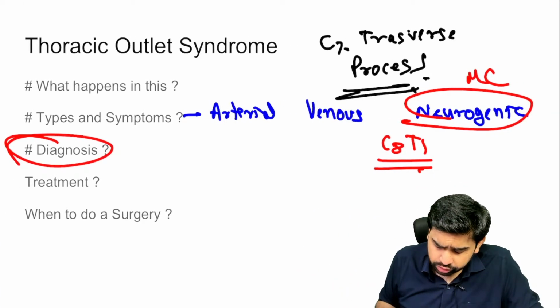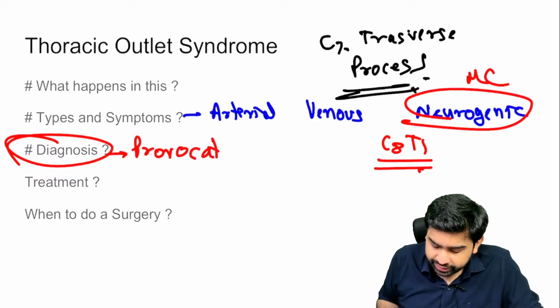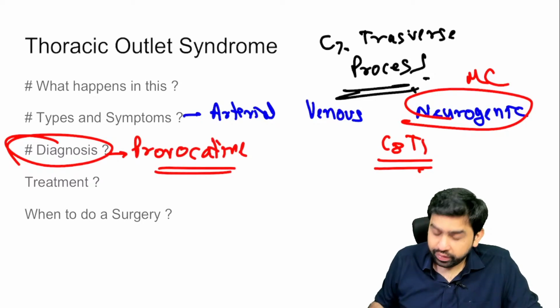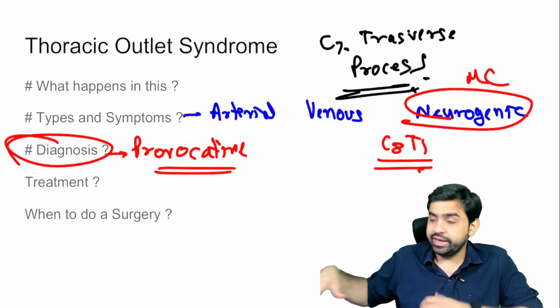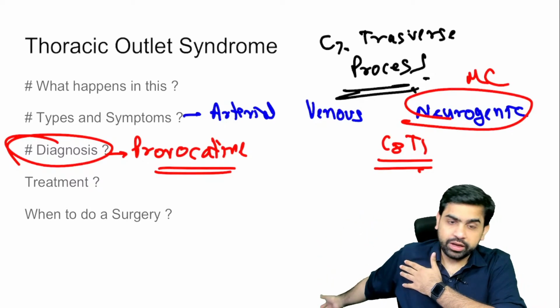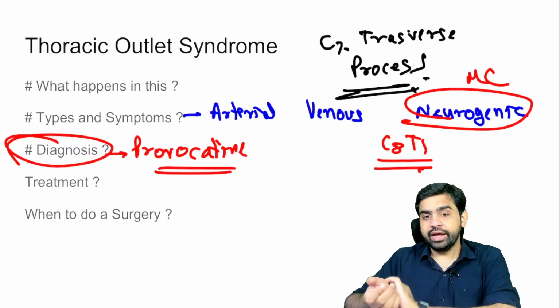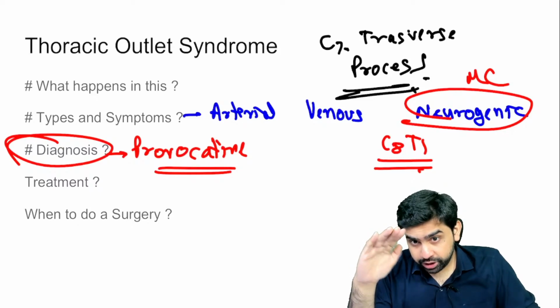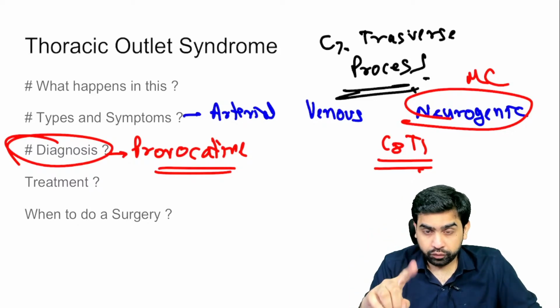What about the diagnosis? Here we have the provocative tests. What are these provocative tests? We have the Scalini test, where you ask the patient to hyperextend that limb and look on that side, and then you try to palpate. If the pulsations get reduced, that is one of the provocative tests.